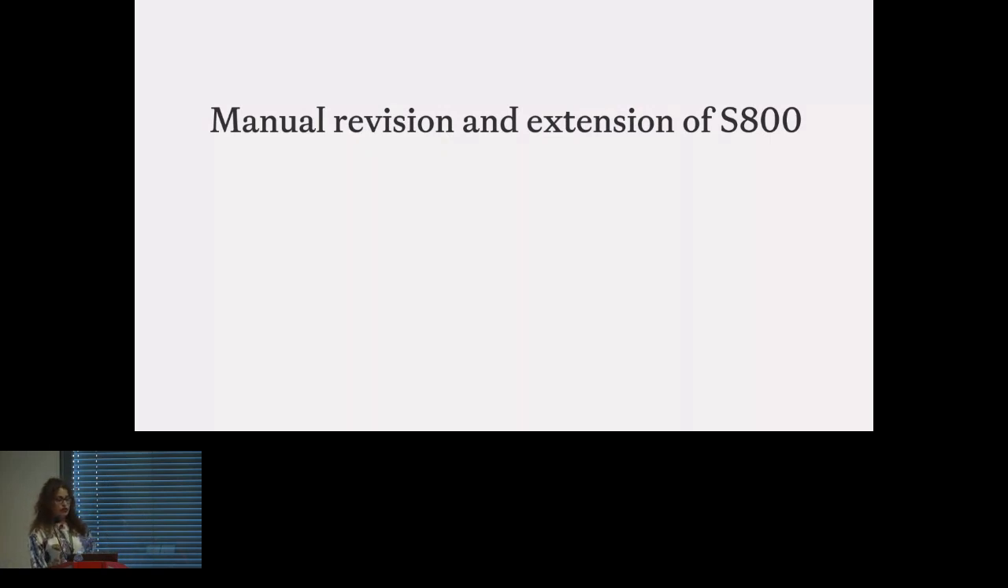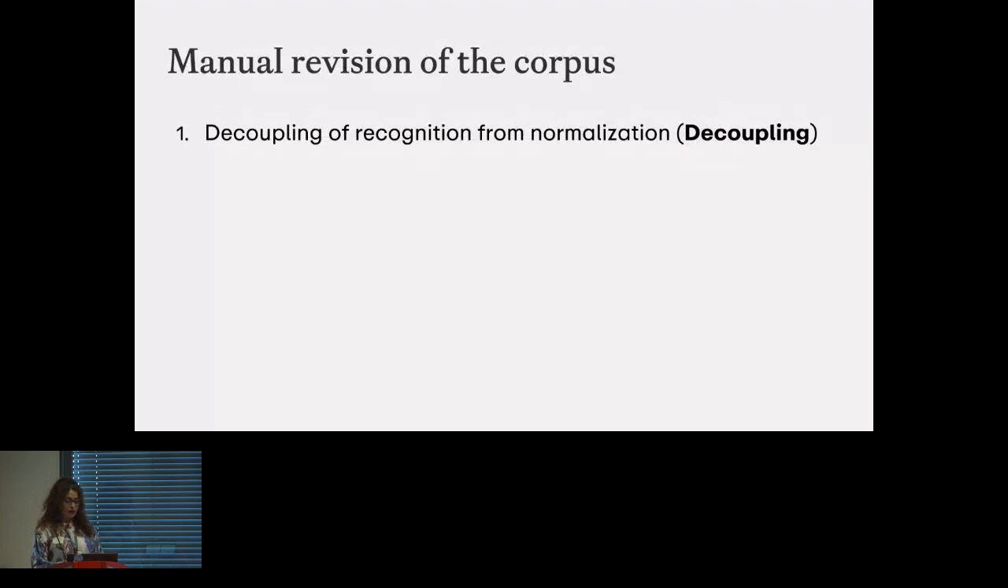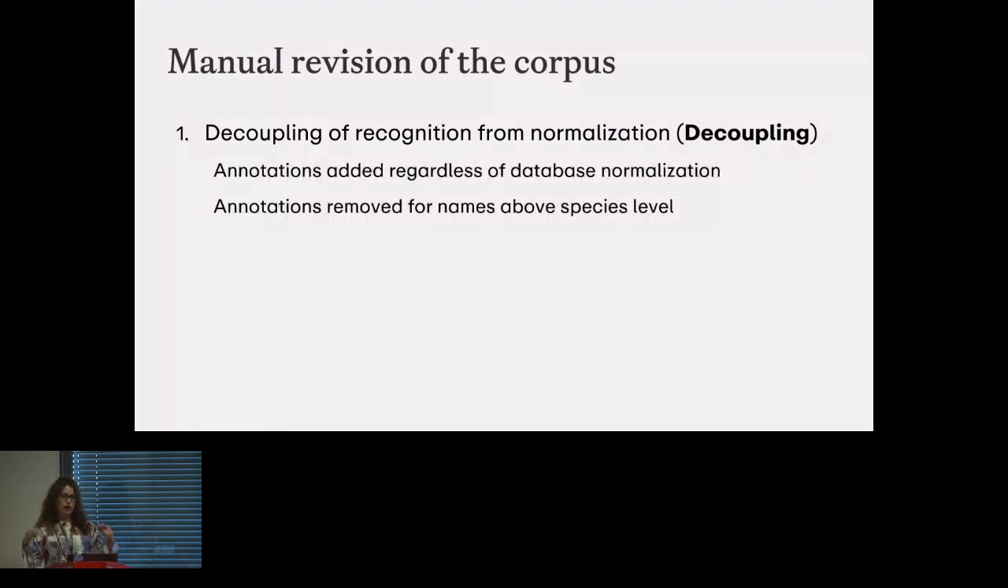And the revision and extension had 5 steps. The first one was the decoupling of recognition from normalization, and this step was called decoupling in later figures. The one thing that was done back then is that annotators were asked to add annotations even if they could not normalize them back to NCBI taxonomy, but some annotators didn't do that. So we made sure to stress that it doesn't matter if this can be normalized to NCBI taxonomy, we will annotate it anyway. And then there were annotations for names above species level.